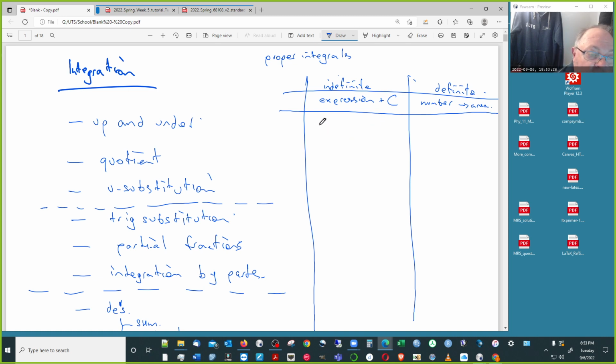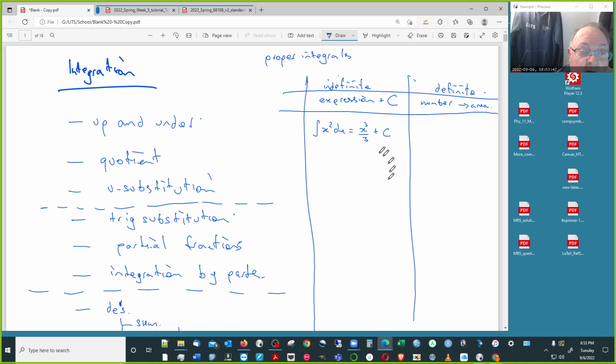So an example of this might be just integrate x squared dx, and so the indefinite version of that has no limits of integration. So it's up and under and plus c, so you get this expression.